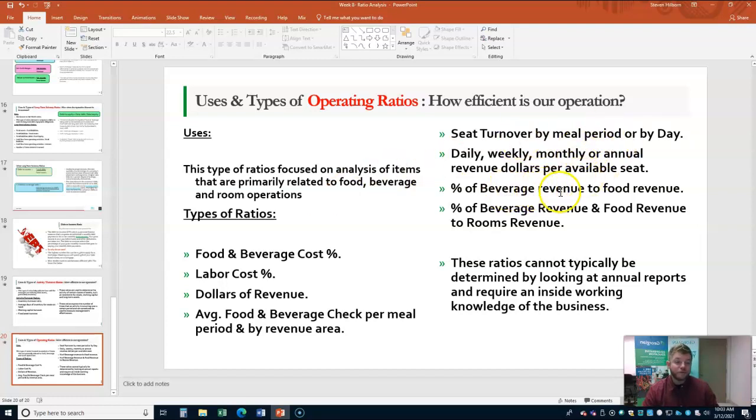Percentage of beverage revenue to food revenue. So usually it's 70-30 for most restaurants. 70% of their sales comes from food, 30% from beverage. But if you're a pub or a bar, it might be more 50-50. If you're a hotel lobby like Martini Bar, it might be 70% alcohol, 30% food.